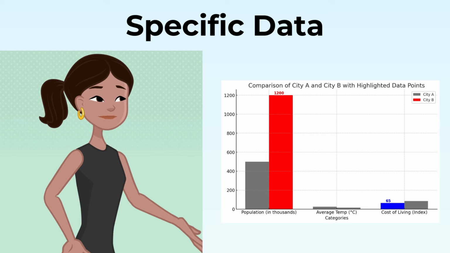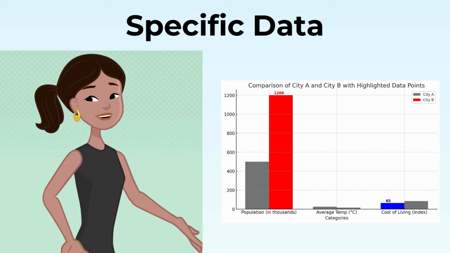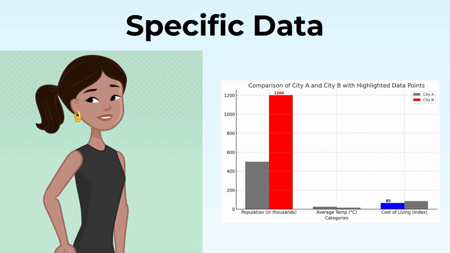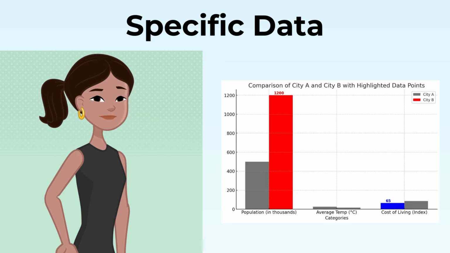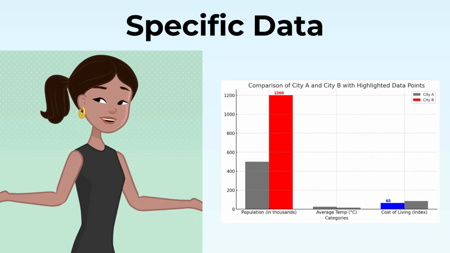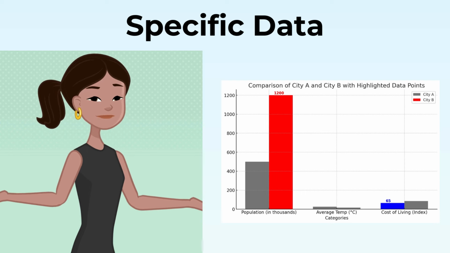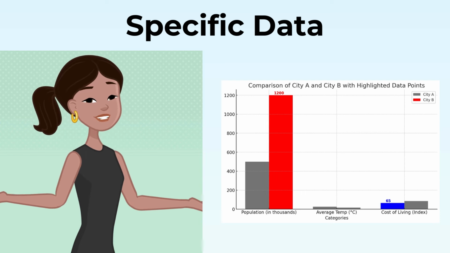Four. Specific data. Be specific with your data. Instead of just saying most countries increased, mention exact figures. For example, you could say, by 2020, countries D and E both reached a population of over 15 million.